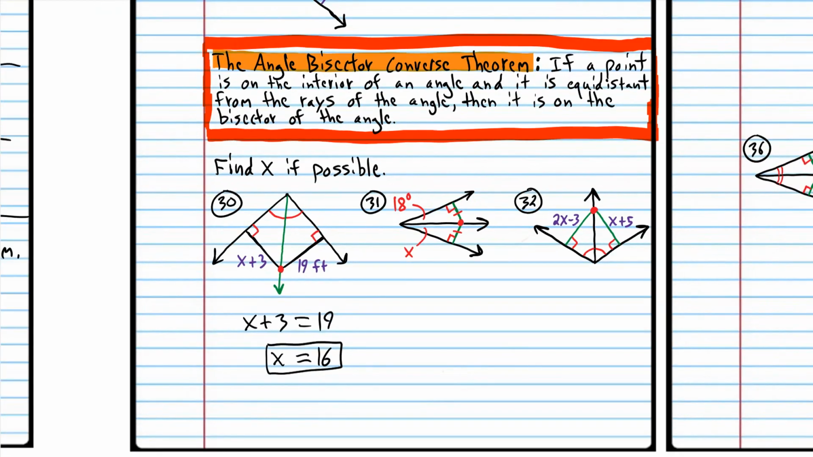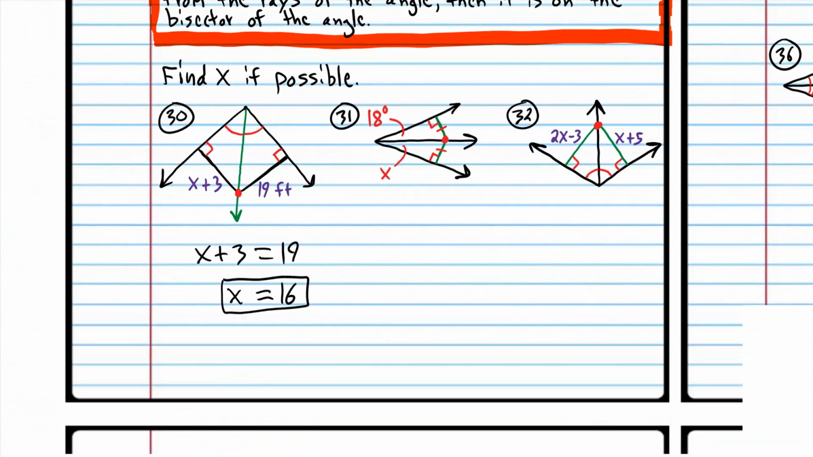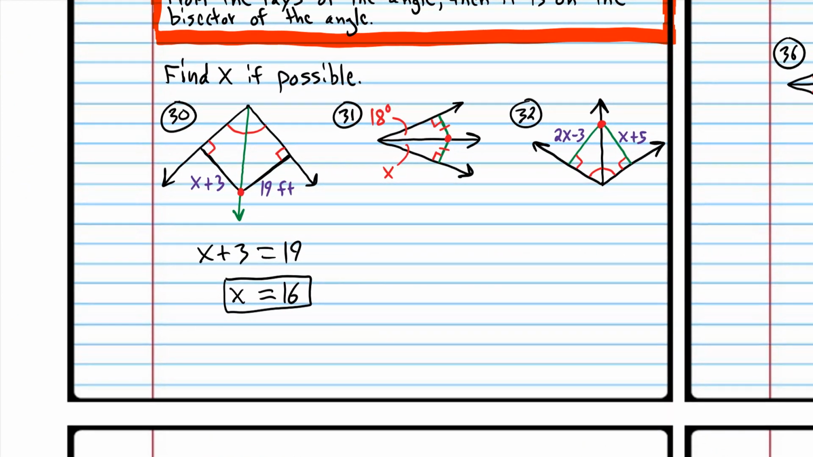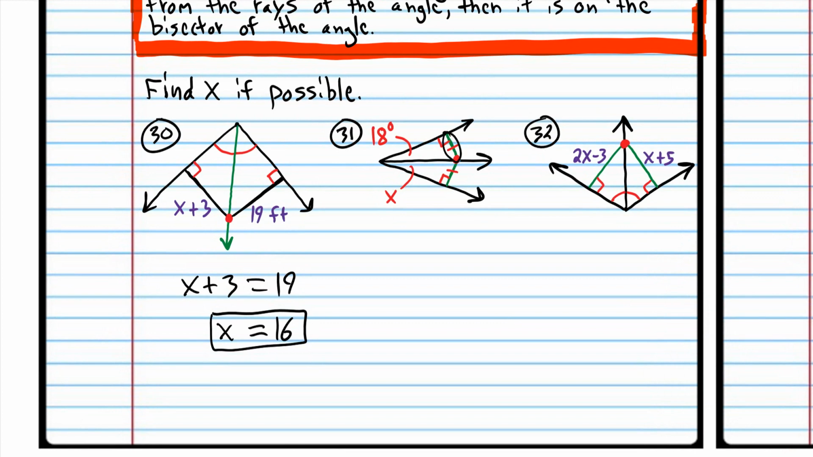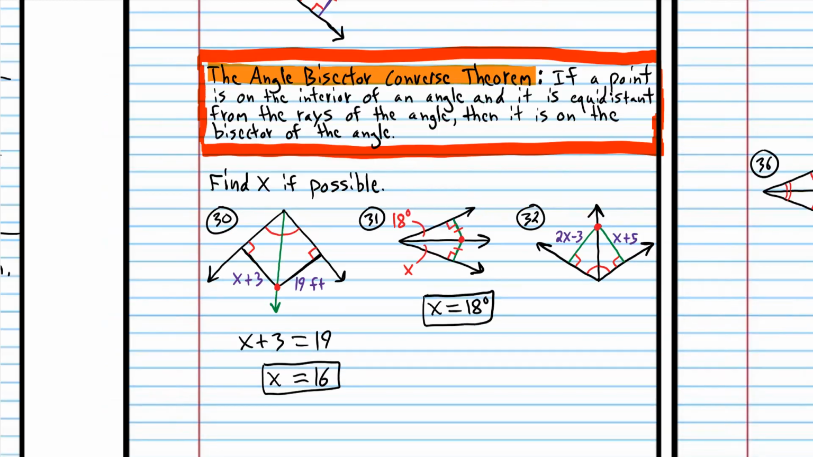So not too bad. We used the Angle Bisector Theorem. We didn't use the converse theorem yet, but we're going to use the converse theorem in the next problem. In this problem, we know that this point on this ray is equidistant from the rays of the angle, these two rays. And because it's equidistant, this must be the angle bisector, which means that these two angles must be equal. So x must be equal to 18 degrees, and you're done. It's pretty easy on that one.